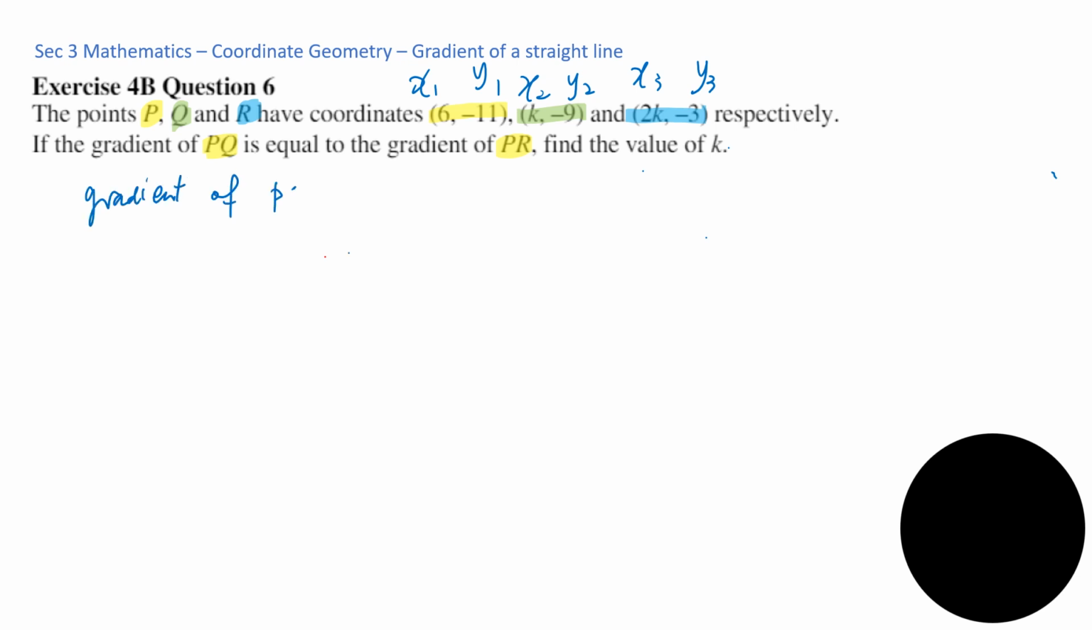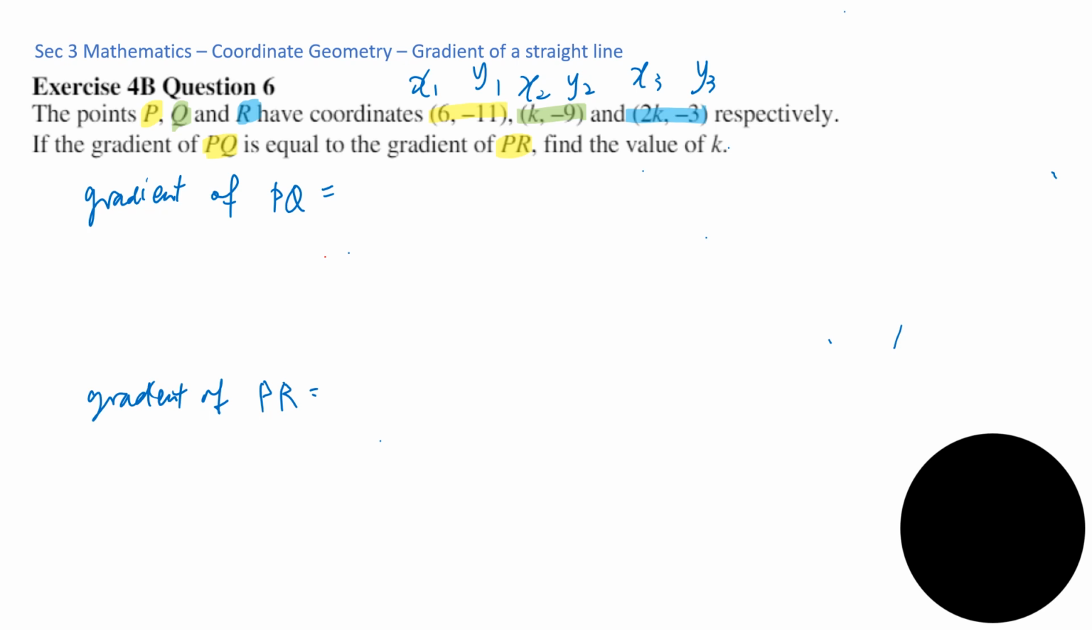of PQ is, okay, you go and find. And then you also go and find the gradient of PR. The question says PR, so I find the gradient of PR. Okay, can I get you to try this now?